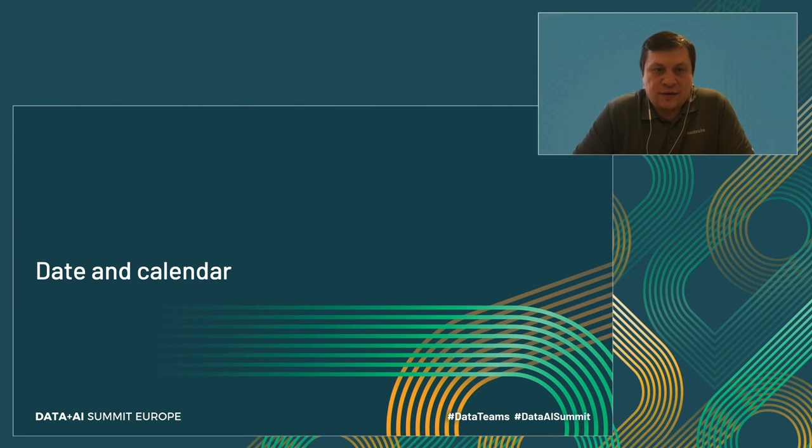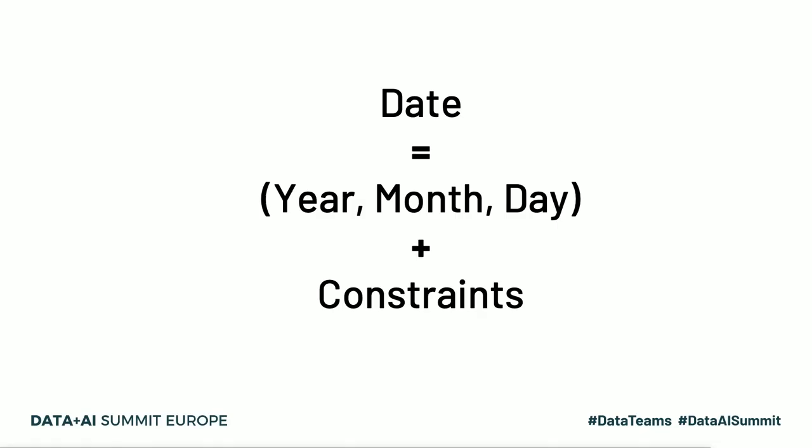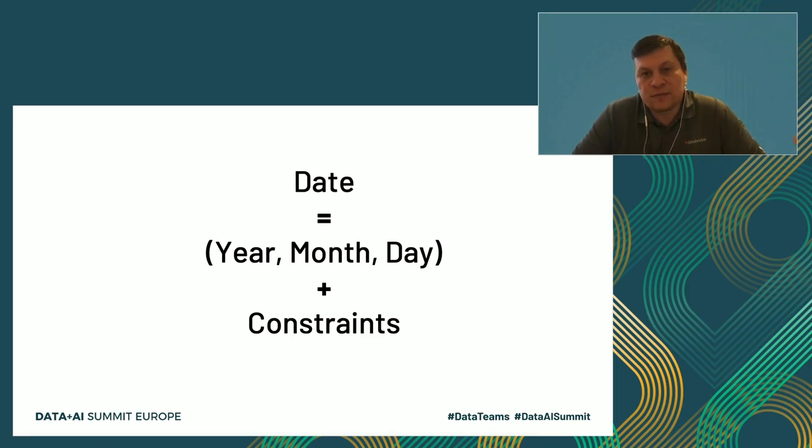So, dates and calendars. Why do we put them together? Catalyst has more than 10 different types, and date is one of them. Calendar is related to dates because it impacts how we represent dates to the users when we extract fields like year, month, or day. I would say any date value could be represented as a triple of year, month, and day, plus some constraints. Constraints could be applied to date fields, as well as how we apply arithmetic and other operations to dates.